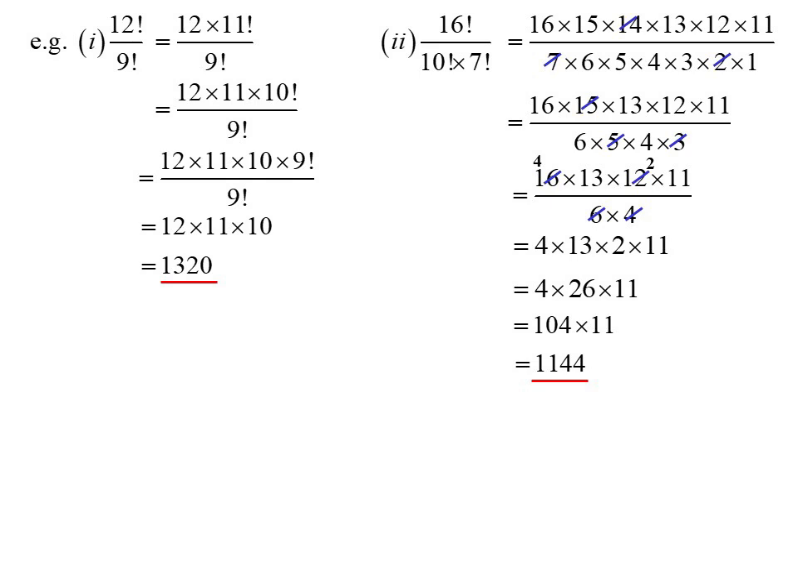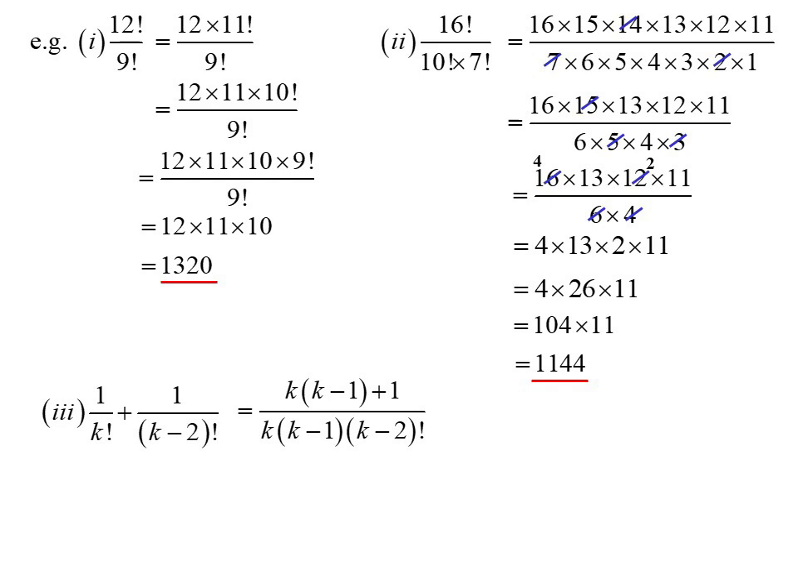1,144. You know, think, well, hang on, I've got a calculator. Why would I worry about that? Because when I get something like this, I can't do that on a calculator. I've got 1 on k factorial plus 1 on k minus 2 factorial. There is a common denominator there of k minus 2 factorial, because if we rolled out the k factorial, it would actually be k minus 1 times k minus 2 factorial.